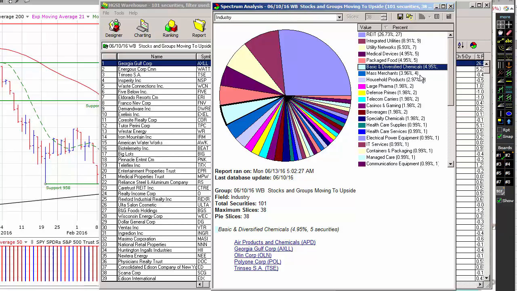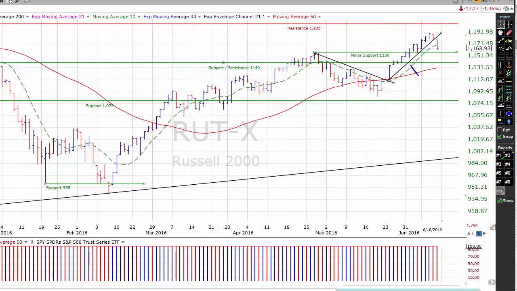Let's start today by taking a look at the Russell 2000. On Friday, we noted this short-term trend line, and we noted that the Russell had pulled back to that area and held support. On Friday, we broke below that support level, and it looks to me as if the next area of support for the Russell is going to be down here in the 1156 range.